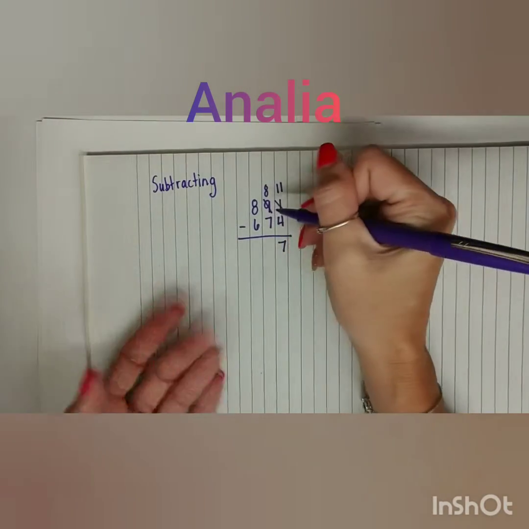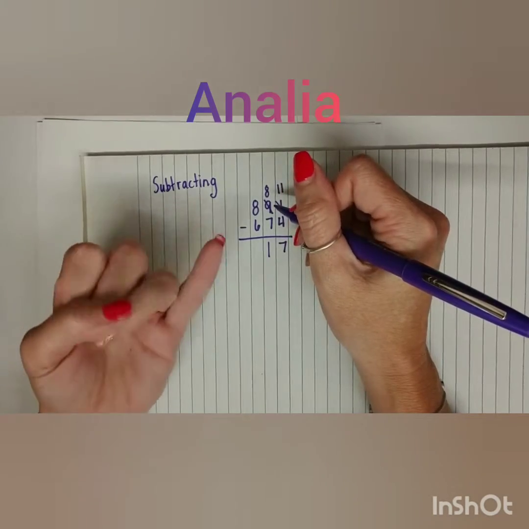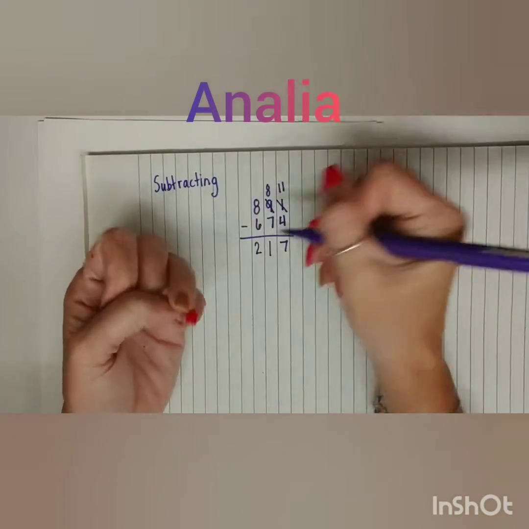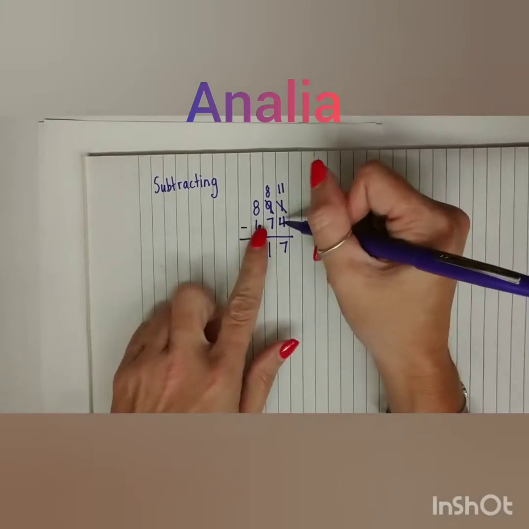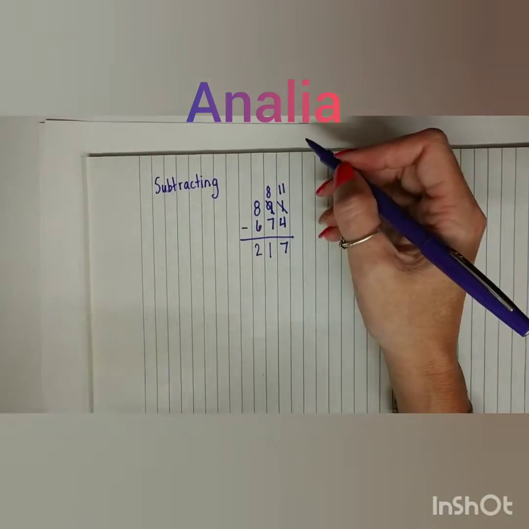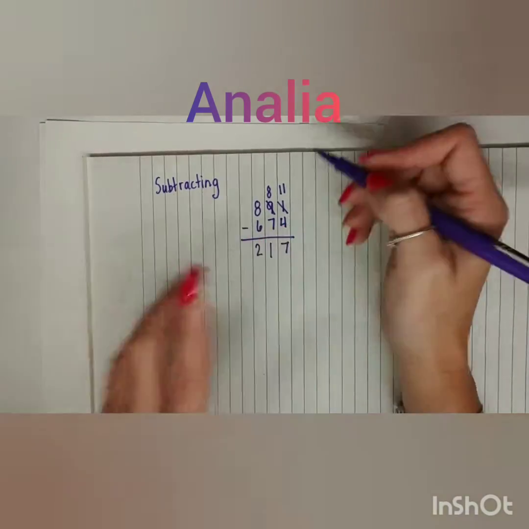8 minus 7, that's 1. 8 minus 6, that's 2. And you should be able to do these in your head, but I'm just showing you if I have to rely on my fingers, I'm using the count up method. I'm not counting from 1. I'm counting from my smallest number.